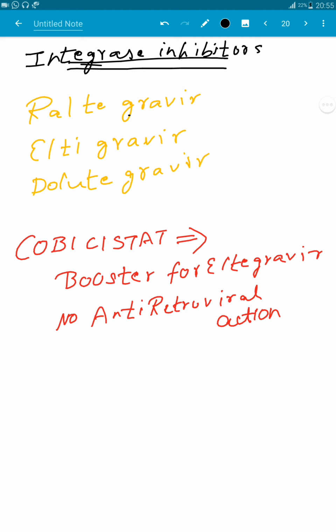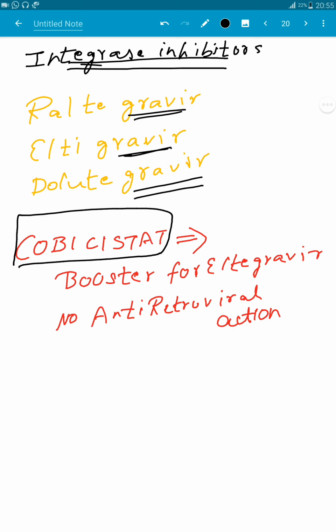Integrase inhibitors are the gravirs: raltegravir, elvitegravir, dolutegravir. And a drug is known as cobicistat. What is cobicistat? It is a booster for elvitegravir. It has no antiretroviral action, but it acts as a booster for elvitegravir, like inducing the enzyme, like that.